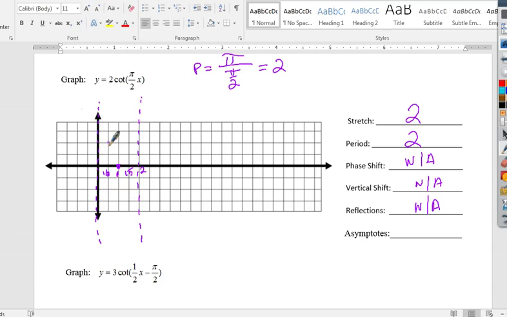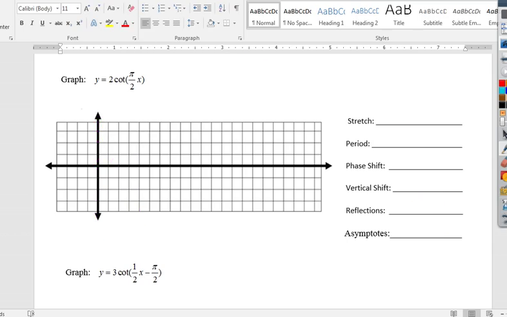So we're going to go up 2 with the stretch, down 2 with the stretch, and it would look something like this. Again, with these graphs, I'm really focusing on these numbers, making sure you have these right. Everyone's graph might look a little different depending on how far you decide to spread that out. Our asymptotes just listed to you would be at 0 and 2. Okay, we've got one more to go.